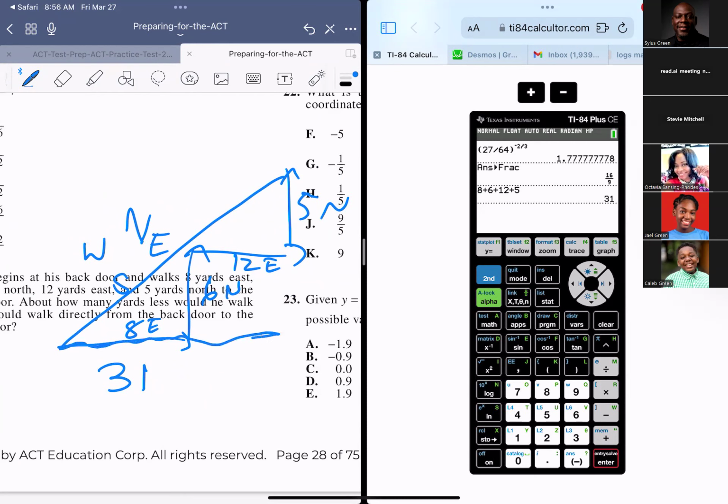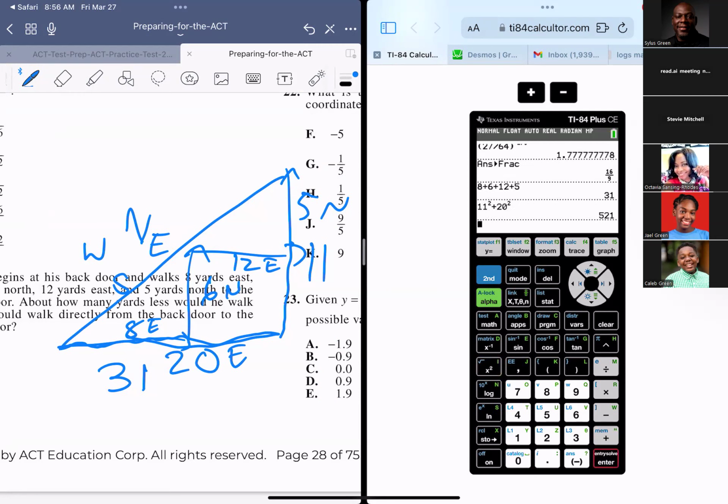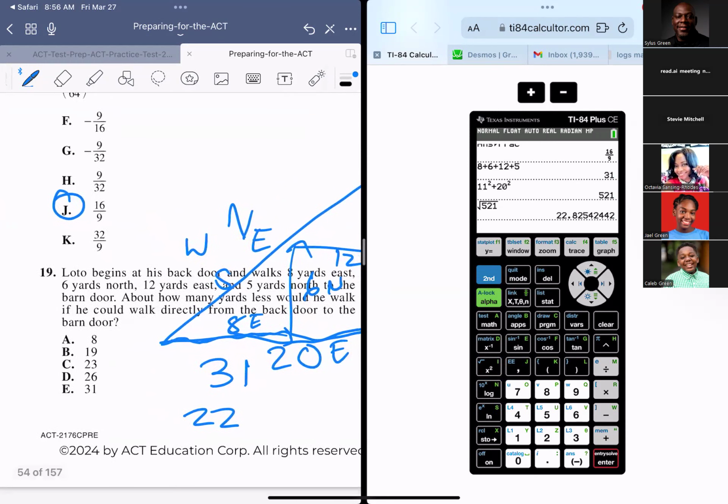So this is a triangle. So how many yards north did he walk? He walked 11 yards north. How many yards east did he walk? He walked 20 yards east. So the sides are 11 and 20. So we're going to do 11 squared plus 20 squared, and we're going to do the square root of that. That's 22. So instead of walking 31, he would have walked 22.